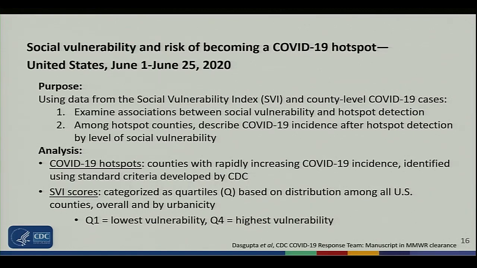SVI scores were categorized as quartiles based on their distribution among all U.S. counties, overall and by urbanicity. Counties in quartile 1, or Q1, have the lowest social vulnerability, and counties in quartile 4, or Q4, have the highest vulnerability. Next slide.